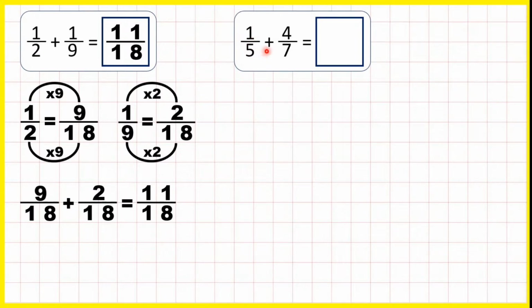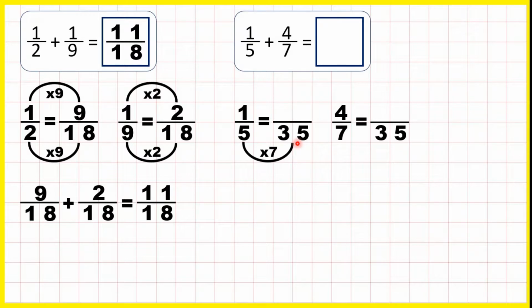Now 1/5 plus 4/7. Again, we need the denominators to be the same, but 7 isn't a multiple of 5, so we need to change both fractions. 35 is in both the 5 and the 7 times table, so we can find equivalent fractions with 35 as our denominator. Now 5 times 7 is 35, 1 times 7 is 7, so 1/5 is equivalent to 7 over 35. Now 7 times 5 is 35, and 4 times 5 is 20.